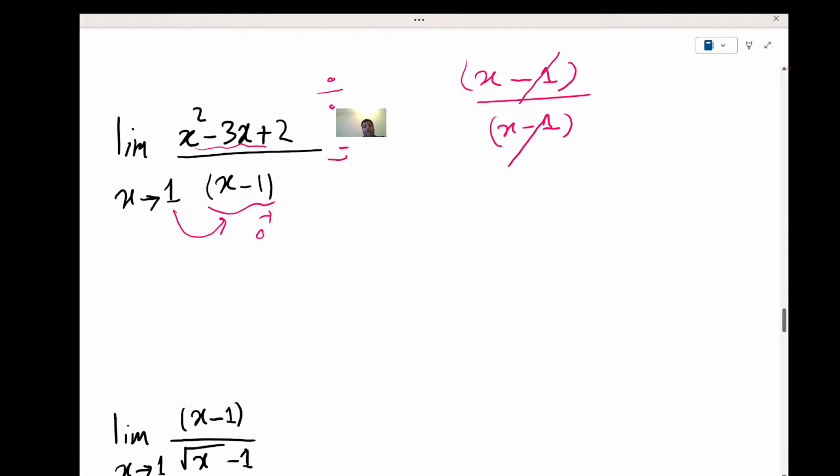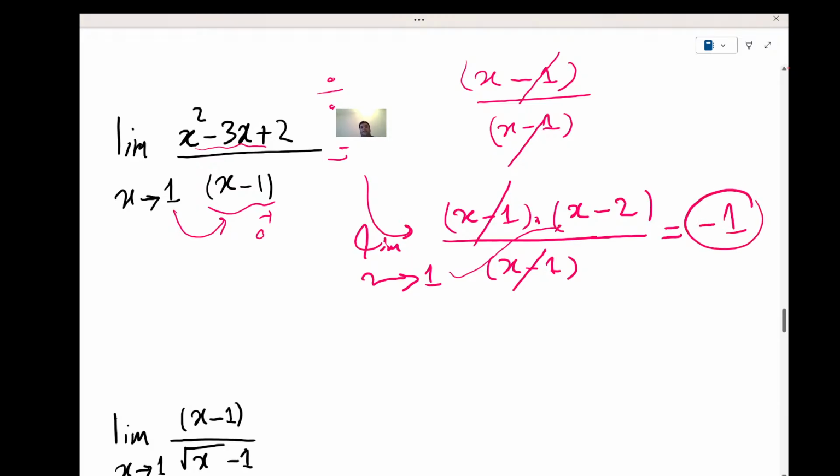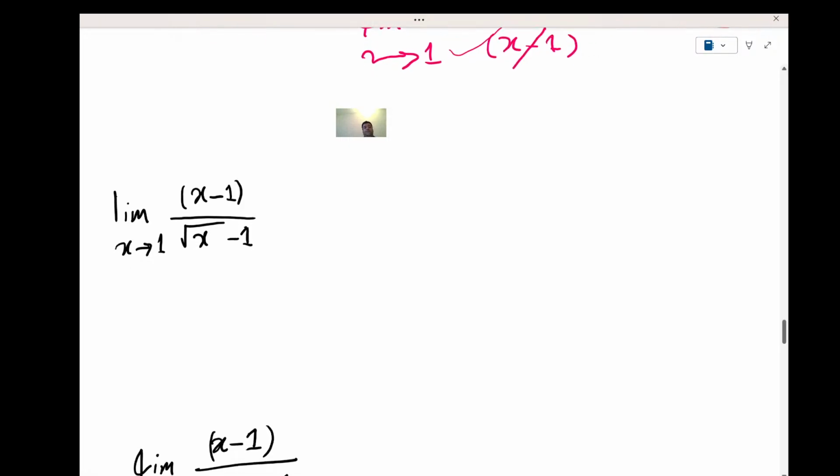If we factorize the top, absolutely it is (x minus 1) times (x minus 2), and in the bottom, x minus 1. Am I right? Okay, when x goes to 1, they can cancel each other, and when you put 1, the answer is minus 1. It is simple, yes?